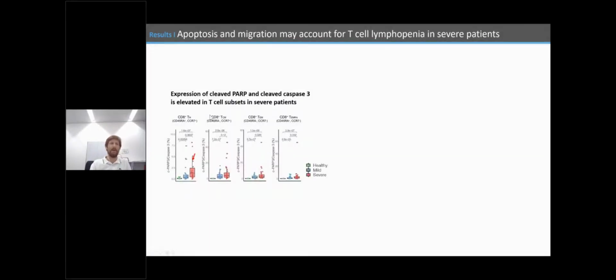For that purpose, we first evaluated whether those cells become apoptotic, and therefore we made a plot of disease severity versus the expression of cleaved-PARP and cleaved-caspase-3. And indeed, we could see an elevation of those apoptotic markers among the severe patients.